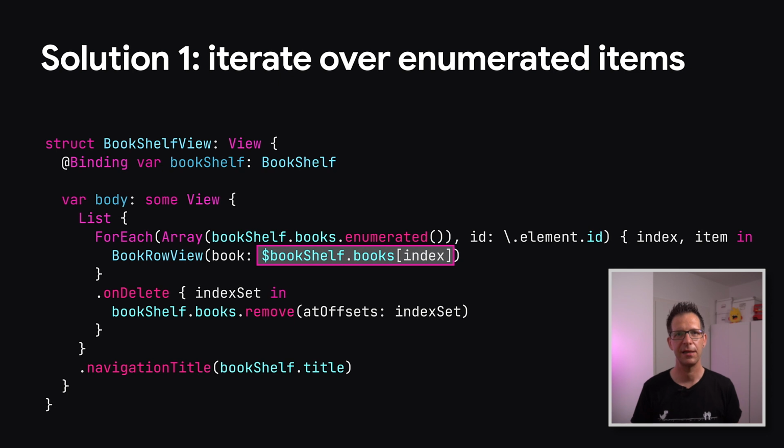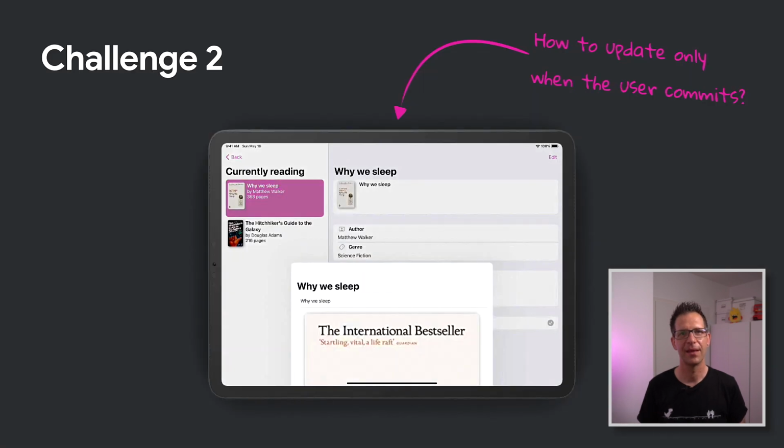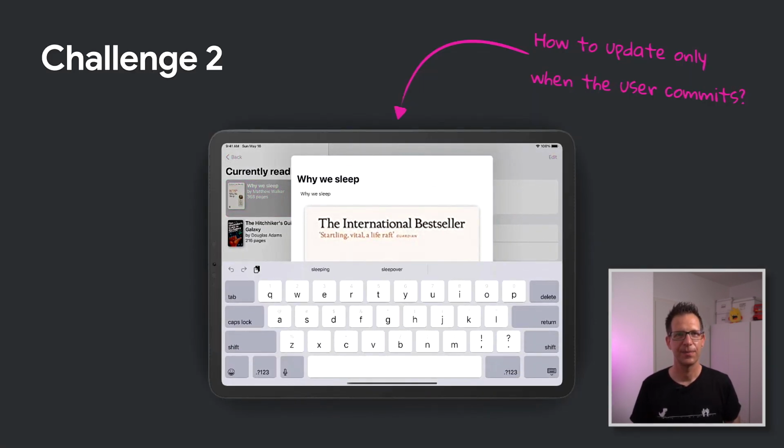So ideally, we'd be able to access bindings within a sequence. So Apple, if you're listening, please give us bindable sequences for SwiftUI at WWDC so we can write simpler code than this. And here is another challenge.